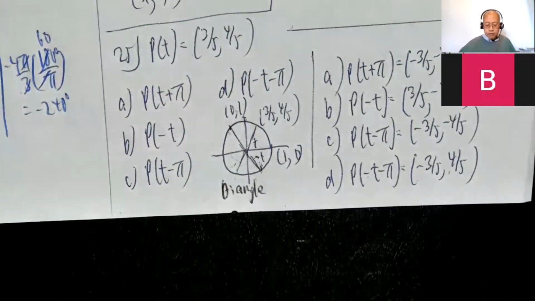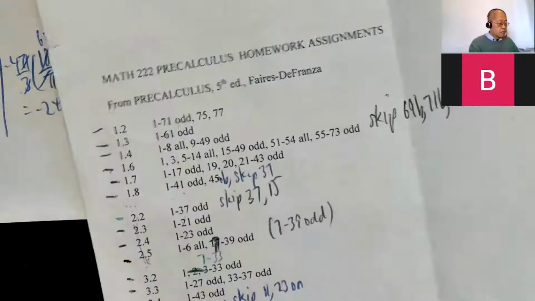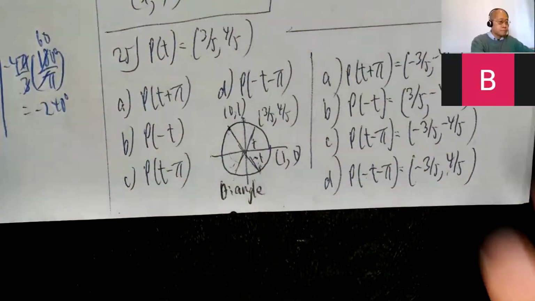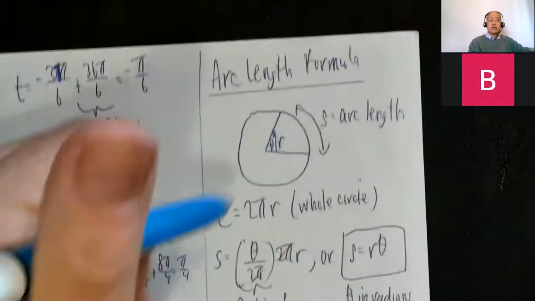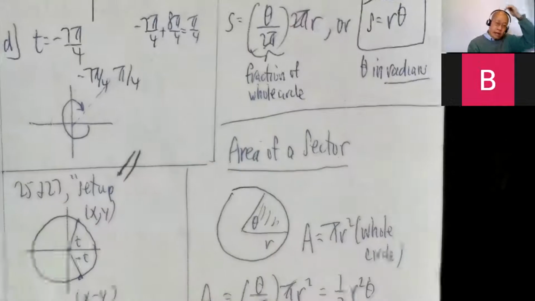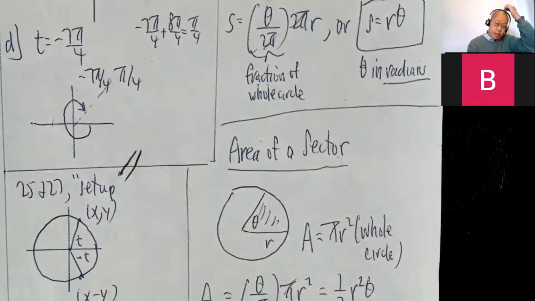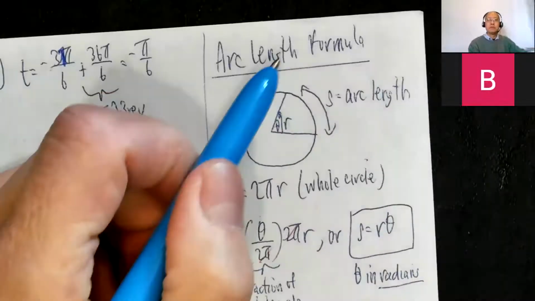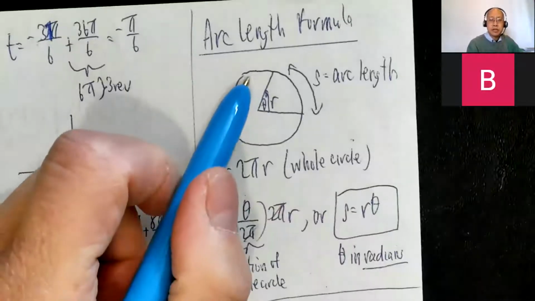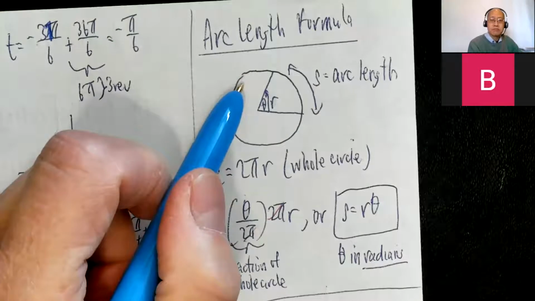And then the last part of 4.2, and then we were done with 4.2, is the arc length formula and the area of a sector. Put these on your next formula sheet. Okay, so here's a derivation. I alluded to it last time.